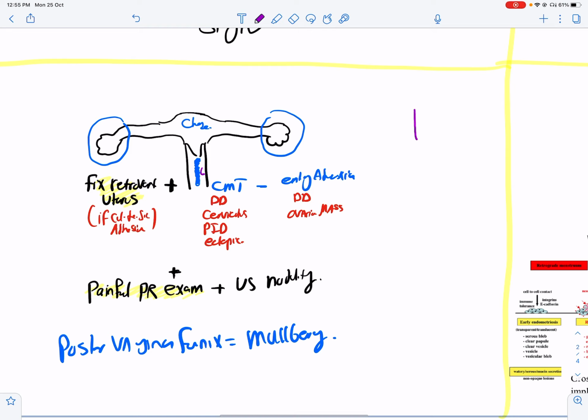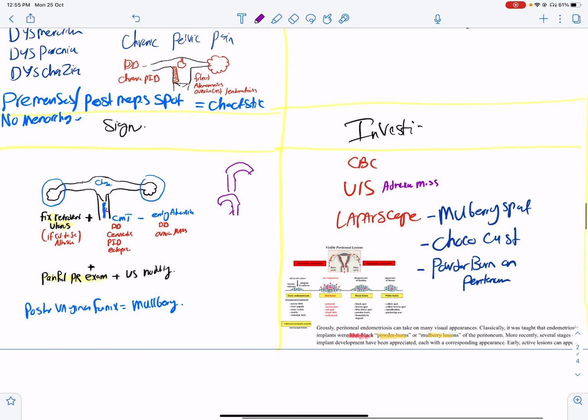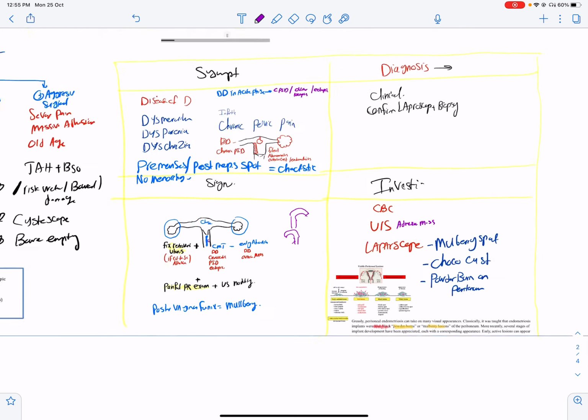Now, you know that the uterus can be anteverted or retroverted. This is anteverted, which is normal. Retroverted will be like that, because there is fibrosis in the cul-de-sac or rectovaginal pouch. Now, there will be painful PR examination. So you need to differentiate it from ectopic pregnancy and appendicitis, because both of them will cause painful PR examination. And you will see the nodularity. Now, investigation: CBC, ultrasound, just to exclude the other conditions, and you have the laparoscope.